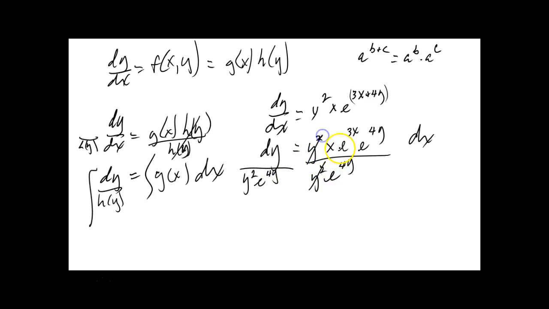And you get rid of that, and you get rid of that. So now we have the integral of dy over y squared e to the 4y is equal to x e to the 3x dx. And take the integral of both sides. I should have waited to do the integral of both sides.